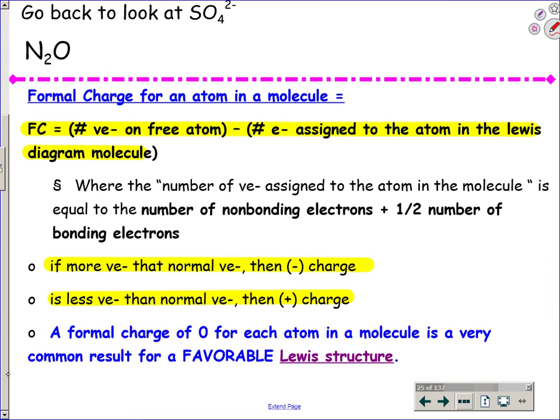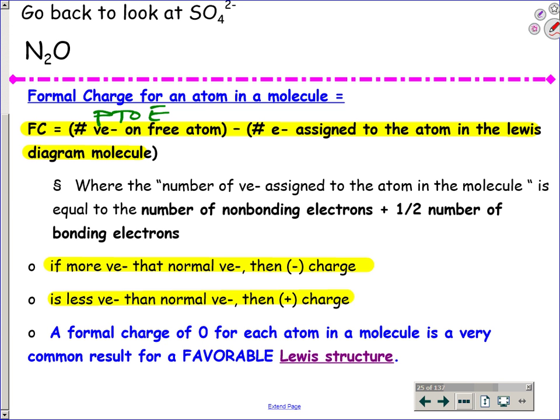So your rules are, and the highlighted stuff is what I think is important here, okay? If you're trying to calculate the formal charge on a single atom in a Lewis dot diagram, you first think about the number of valence electrons the free atom has. You would do that just based on the periodic table. Oxygen has 6, fluorine has 7, carbon has 4. It's just whatever the periodic table says.